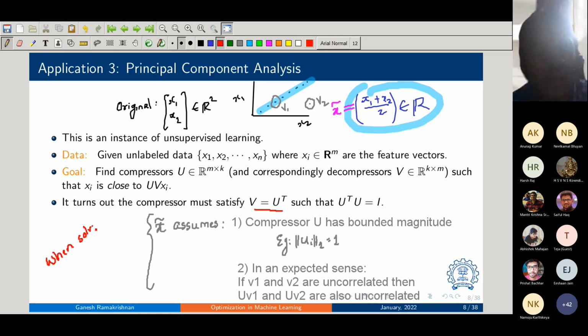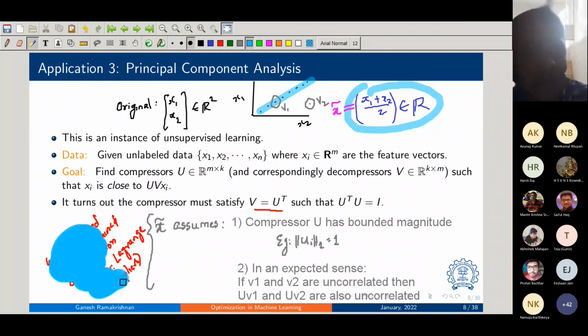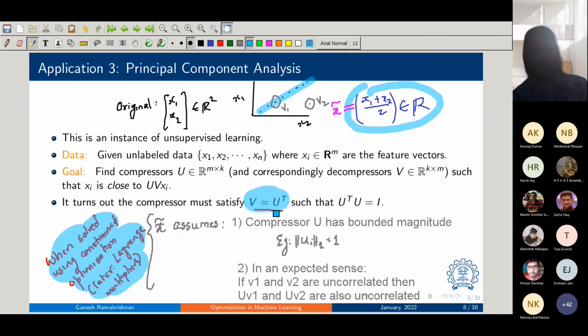So when solved using constraint optimization, which we'll talk about later, specifically Lagrange multipliers, it turns out that this is exactly yielding V equals U transpose. Okay, so I've not really posed the optimization problem in detail as I would like to, but obviously we don't have all the wherewithal right now to do that.